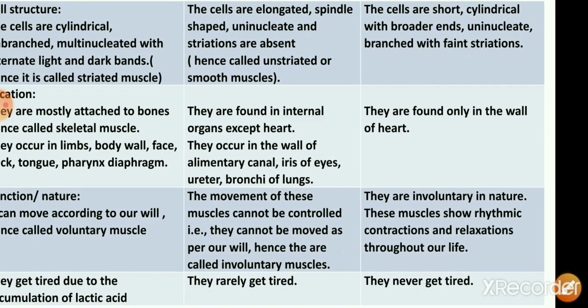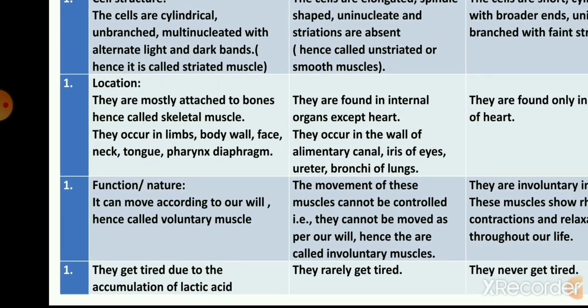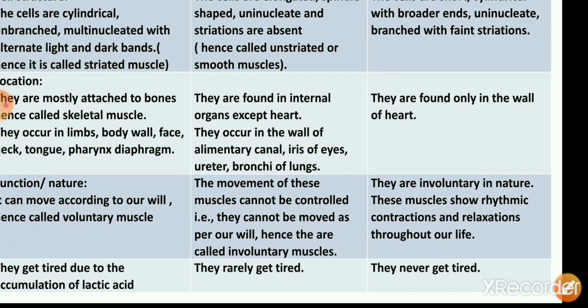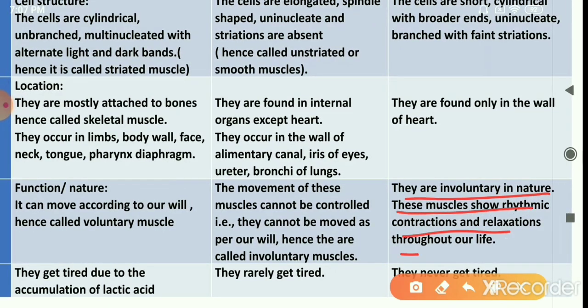Then coming to the functions or nature, the striated muscles are voluntary in nature because their movement can be controlled by us, whereas the movement of smooth muscles cannot be controlled and hence they are involuntary in nature. And the cardiac muscles are involuntary in nature and these muscles show rhythmic contraction.